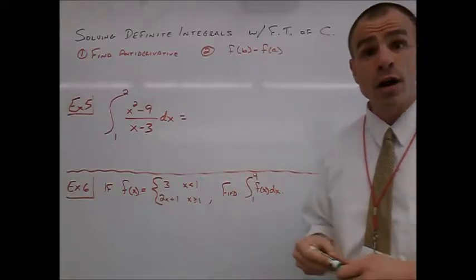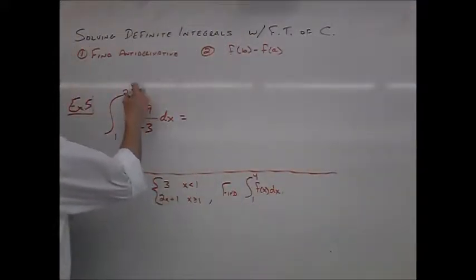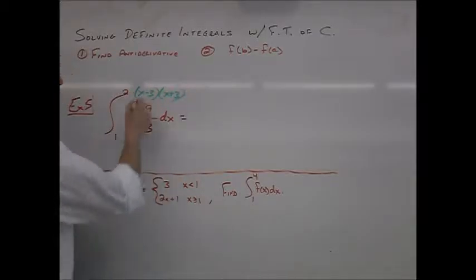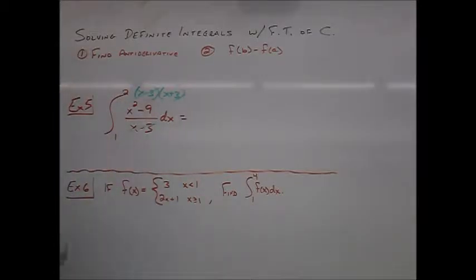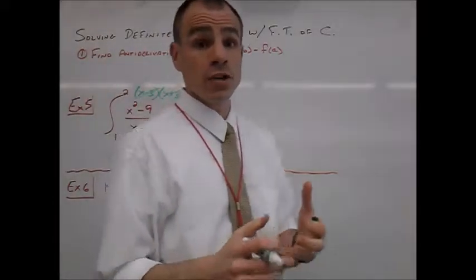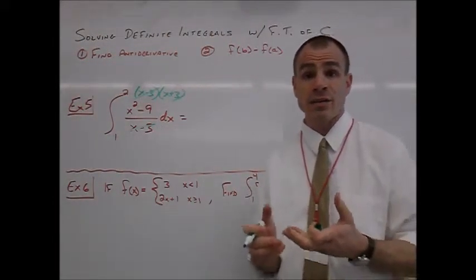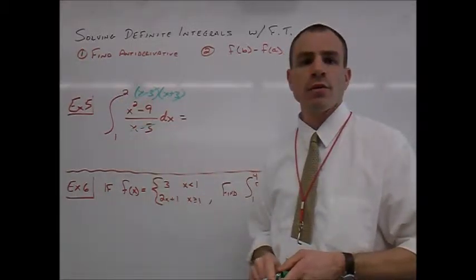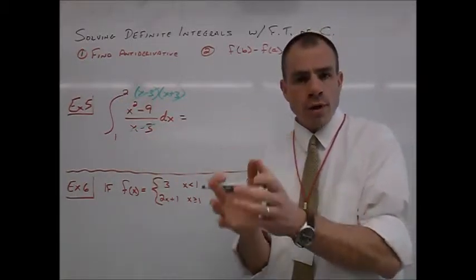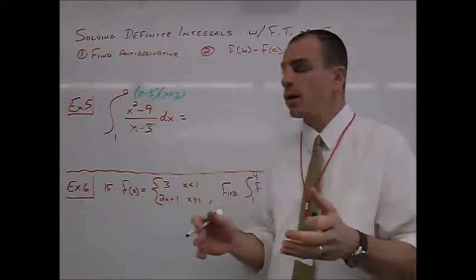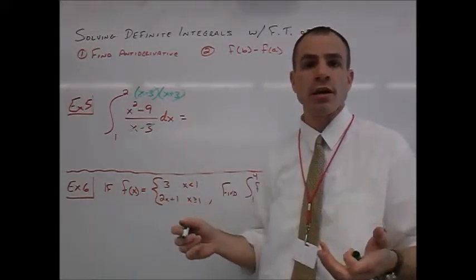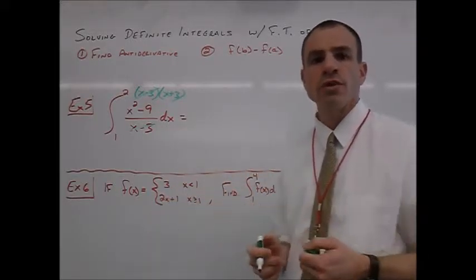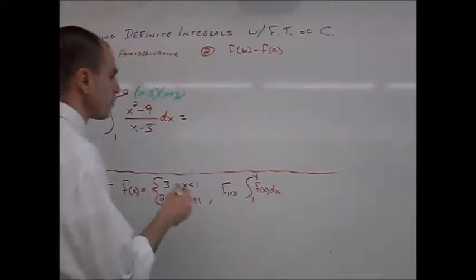So if we factor our numerator, we have x minus 3 times x plus 3, and that eliminates our x minus 3. So we do have an issue with our domain at x equals 3. However, we're only interested in the function from x equals 1 to x equals 2. So our domain issue is not a part of the interval on which we're taking our integral. So our function is continuous, and therefore we can proceed with the rest of the fundamental theorem of calculus.